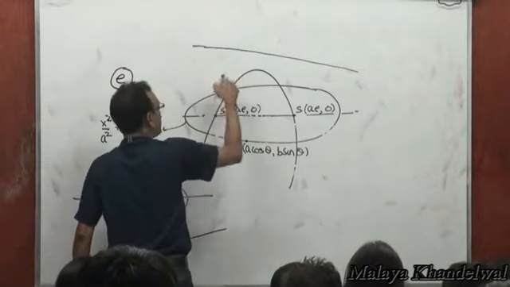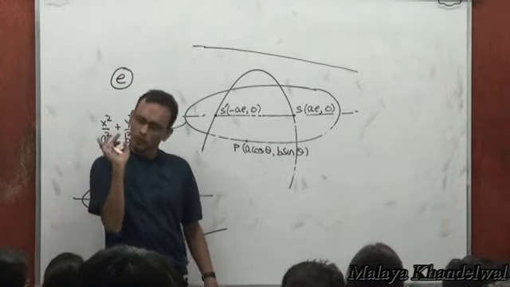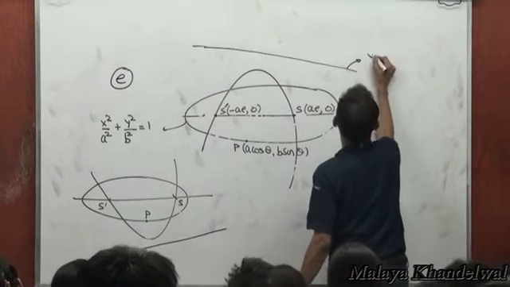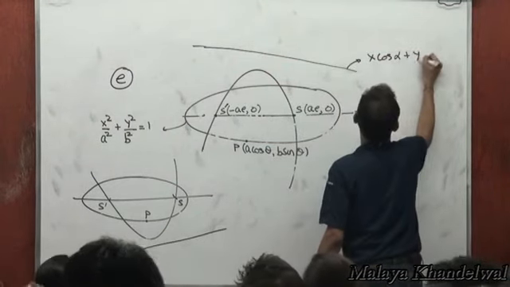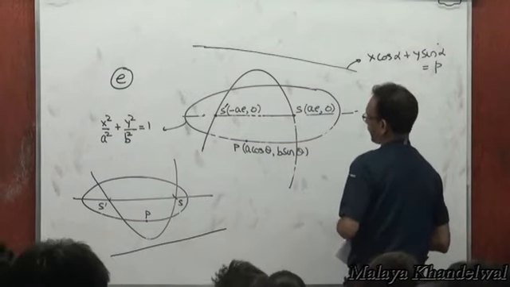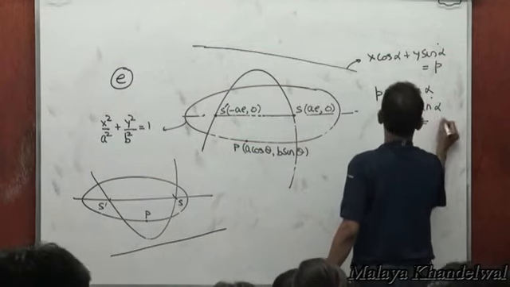Now, let me look at one. In fact, we could arrive at the result for both by just looking at one. Let me look at this parabola, for example, and say x cos alpha plus y sin alpha equals p is this directrix. Now, this directrix could also be written as p minus x cos alpha minus y sin alpha equals 0. That's also this directrix.